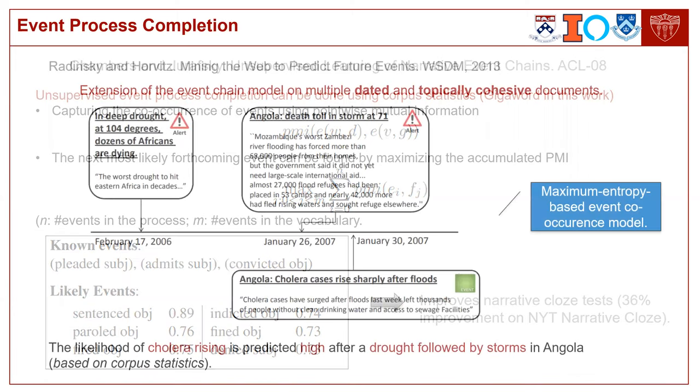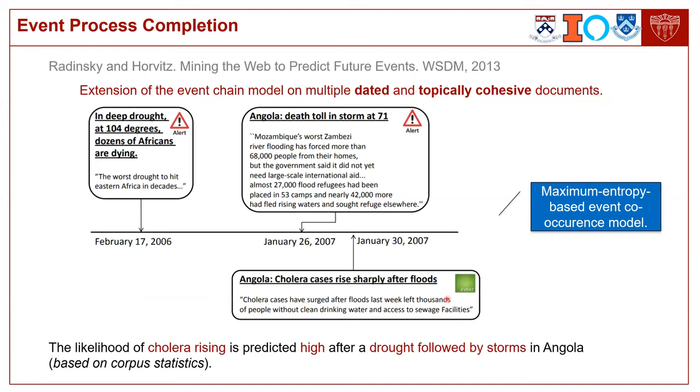So there are several significant works that follow Chambers and Jurafsky's design. One of them is by Kira Radinsky and Horvitz, published in 2013. In this work, they extend the unsupervised learning of event processes to a cross-document scenario. That is to say, given a six-month span of New York Times news articles, the system first identifies topically cohesive documents along a specific period of time.